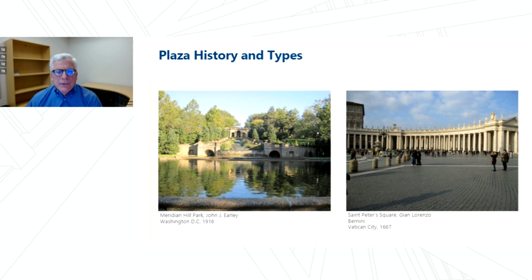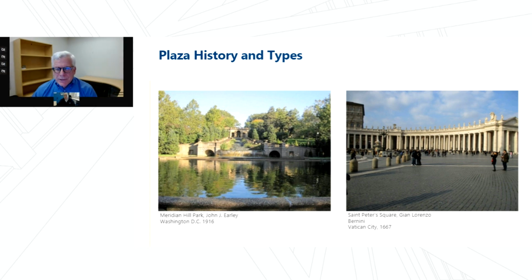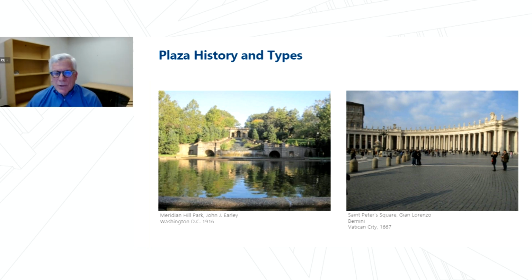Just a couple early items on history and types of plazas. There are usually two different types of plazas. One are on grade and some are on elevated structures. Today we'll be focusing more on elevated structures. But just a little bit of history of public places. Here are just two examples from 1667 at St. Peter's Square in DC from 1960. And by the way, he's the same person who built Baha'i House of Worship.